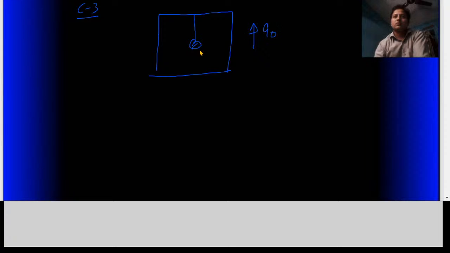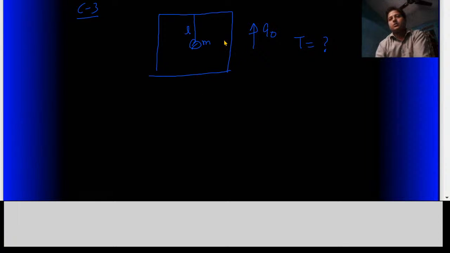Suppose in case 3, the elevator is going up with some acceleration. Suppose the acceleration of the elevator is a0. Here the mass of the pendulum is m and length is l. What will be the time period of oscillation in this case?